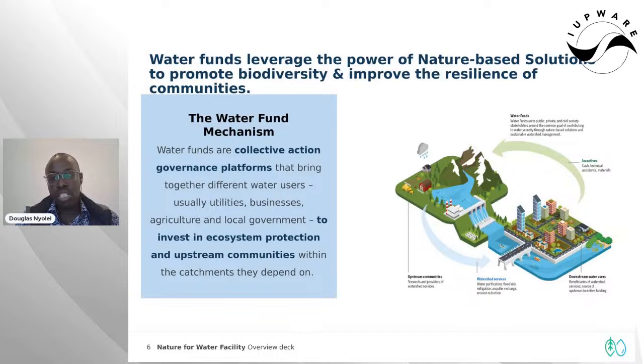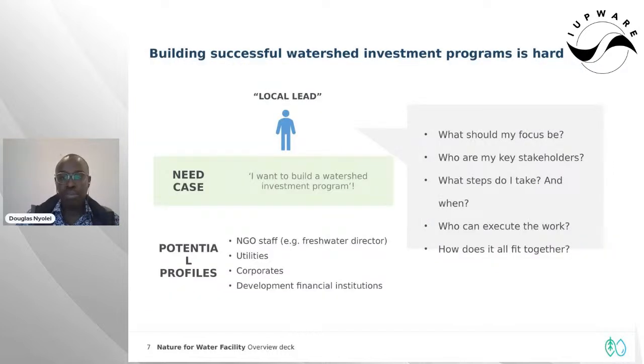In other words, the downstream communities need water that comes from upstream. And what is it that they can do to be part of this conversation? For example, they can give cash towards conservation upstream, technical assistance, and materials. And the upstream community's focus is on being stewards and providers of the watershed. In other words, they are the ones that protect the watershed upstream. So there has to be that kind of conversation or platform where all these stakeholders get to work with each other.